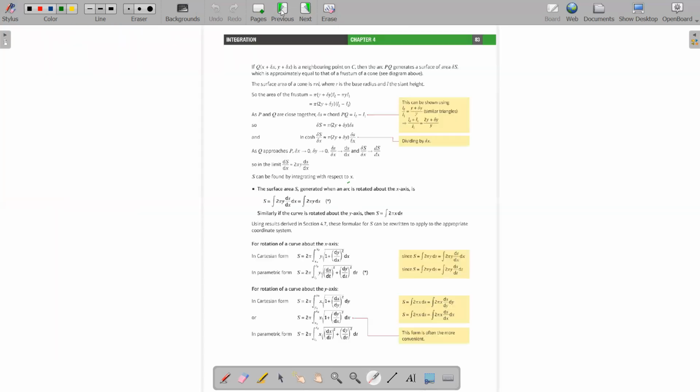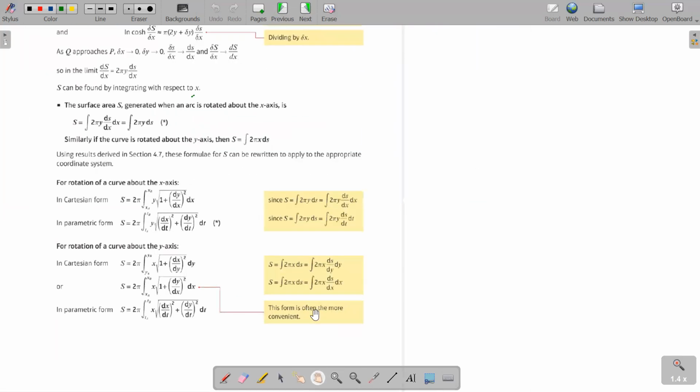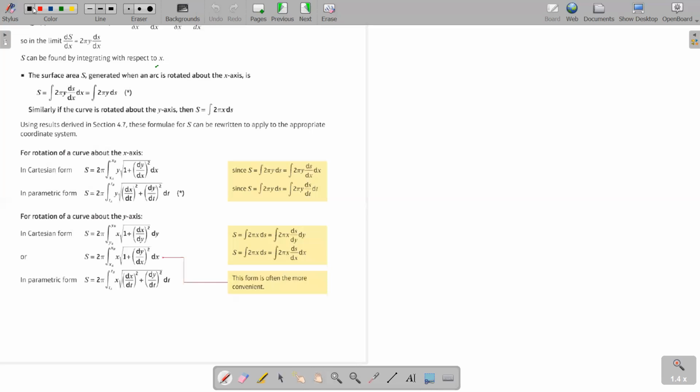Shall we write down the equation here? Again, there are a few equations you need to know. So the surface area equation, first one in Cartesian form. They've given you for a rotation of a curve about the x-axis. Write down for rotation about x-axis.